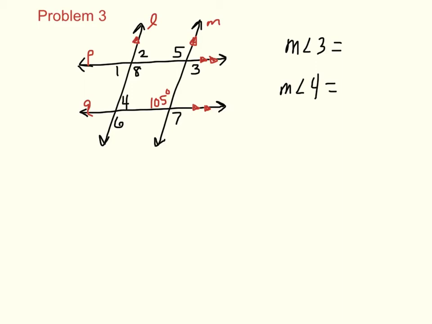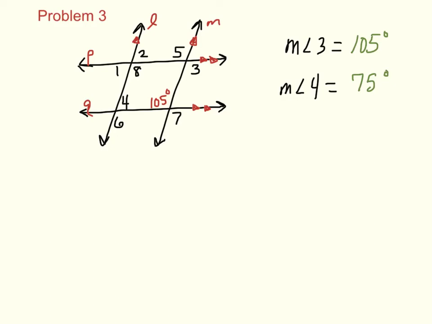What would the measure of angle 3 be? It should be 105 degrees, because angle 3 and the 105 angle are alternate interior angles. The measure of angle 4 and 105 are same side interior, so that means they're supplementary. So angle 4 would be 75 degrees. But it says which theorem or postulate justifies each answer.